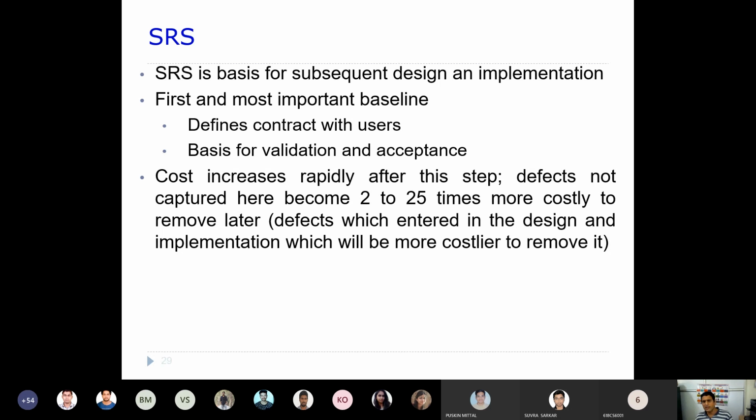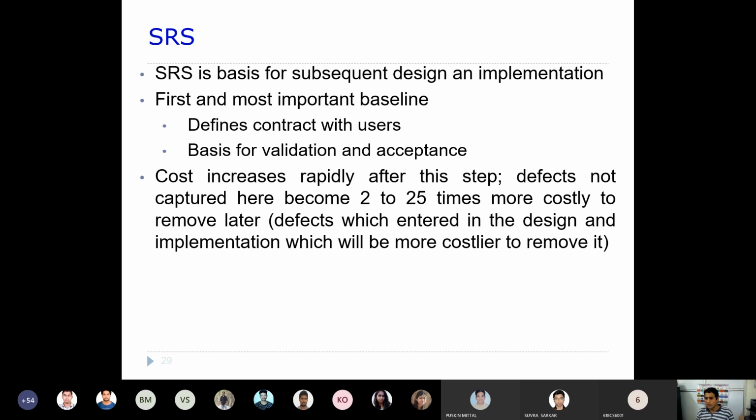Okay, it is also the basis for validation and acceptance. At the end, after the software has been successfully developed, there is a testing phase where we try to validate whether the requirements of the user have been met or not, and whether these requirements are acceptable to the user or not. These things will be checked, and those things are exactly mentioned in the SRS, and through this document only will you be able to achieve this activity.